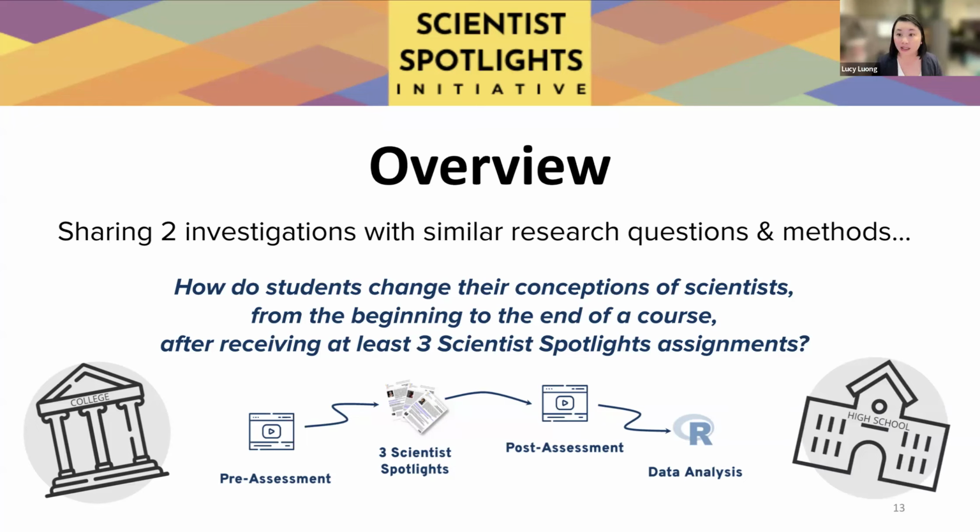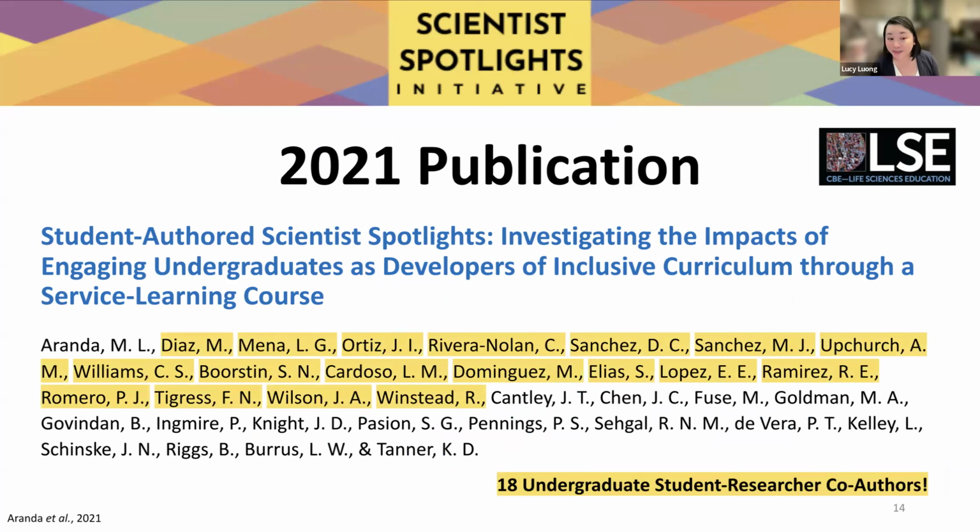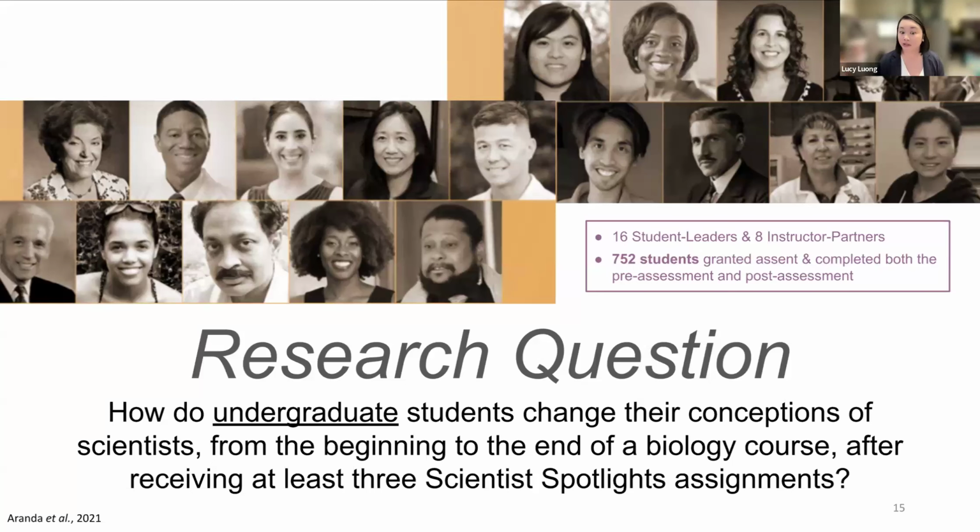Our college level investigation was done in 2021. This is the publication. I just want to highlight 18 undergraduate student researchers who were co-authors in the paper, students at SF State. And it's important to know that they are also students who wrote scientist spotlights that were used in the courses for the study. So very quickly, our broad research question is, how do undergraduate students change their conceptions of scientists from the beginning to the end of a biology course after receiving at least 3 scientist spotlights?